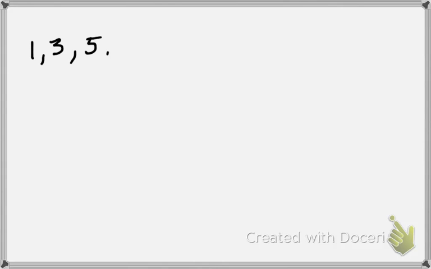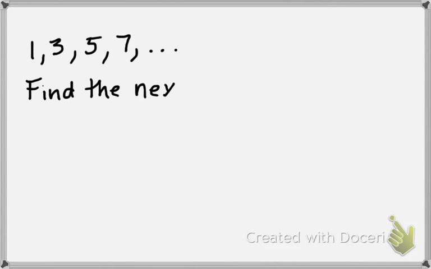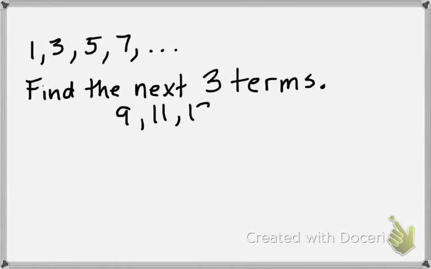Okay, so this is the bell ringer. We've got this sequence, and we're asked to find the next 3 terms. Well, now we know what terms are. We know that the next 3 terms are the next 3 numbers. So hopefully we could all find that the next 3 in this sequence were 9, 11, and then 13 if we just follow the same pattern. Okay, but now we're asked to find the 100th term.